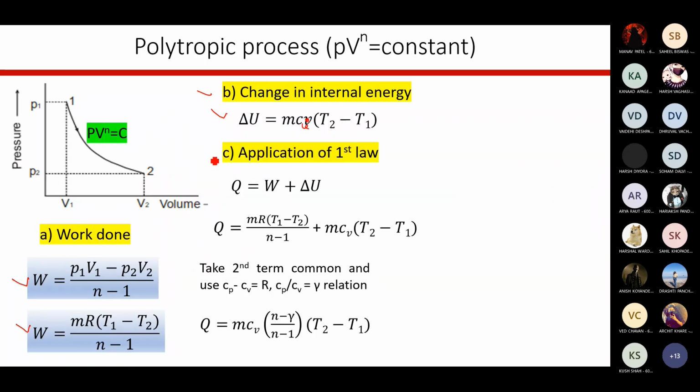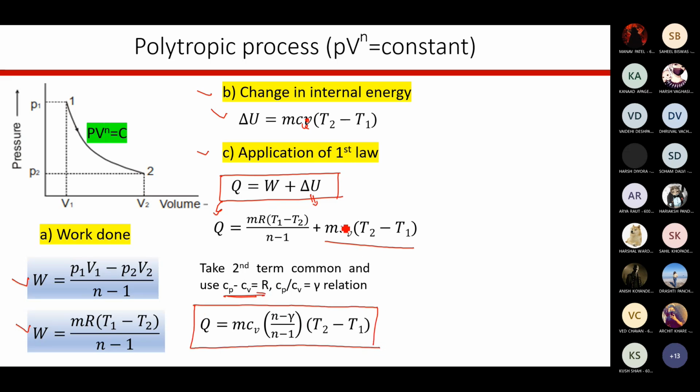So application of the first law will give you, this is the standard expression, Q is delta U plus W. Now I am just substituting for these two terms. So Q will remain as it is, W is written in terms of temperature, so mR (T1 minus T2) divided by (n minus 1). And for delta U, I am writing this expression m Cv (T2 minus T1). So everything is in terms of the temperatures, right? Now this is important: if you take the second term common, and use Cp minus Cv equal to R, and this ratio of Cp by Cv as gamma, right? The adiabatic index relation, then you will be in a position to derive this equation.